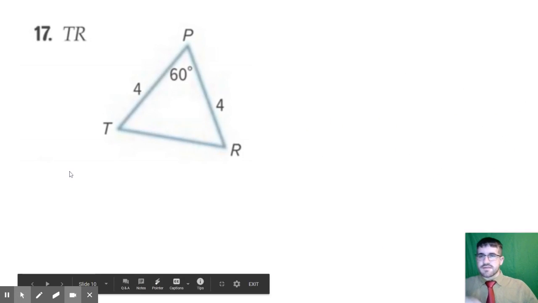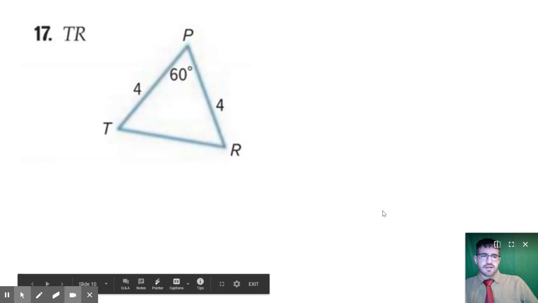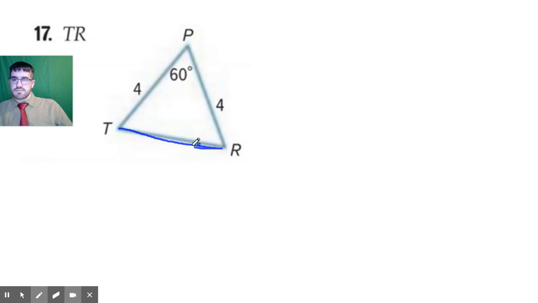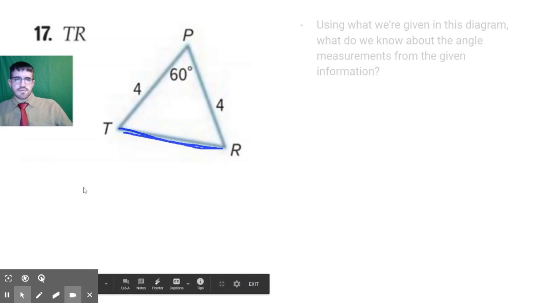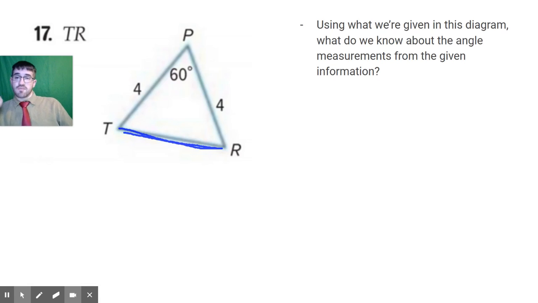Okay, question 17. This one's given a little bit differently. We have measurements for the sides, and we want to find the length, the measure of segment TR right here. Using what we're given in this diagram, what do we know about the angle measurements from the given information? Now, this one doesn't have the tick marks like the previous one, but we do have another angle measurement here.